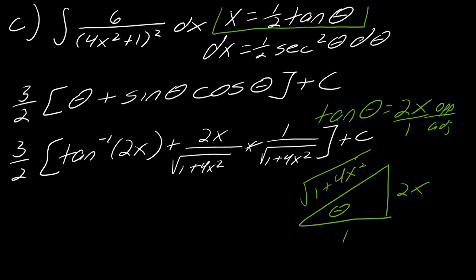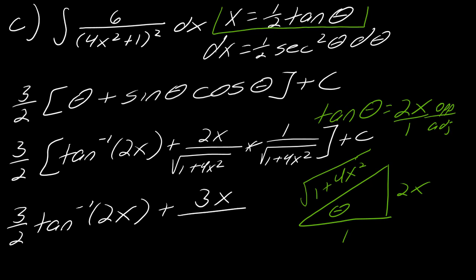And let's see, running out of room here, but now we can simplify this whole thing. So this will turn into 3 over 2 inverse tangent 2x plus, let's see, when I multiply this 3 halves times 2x, the 2's will drop out, so this just becomes 3x on top, 1 plus 4x squared, and then all of that plus c. And so that will be the final answer.